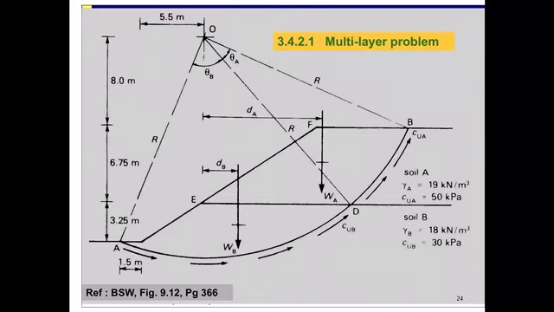So for this case, two layers, we have two sectors. The top sector will be BOD, the second sector is DOA, and theta A for the top layer is from sector BOD, and theta B is from sector DOA. And if the CU is different, we have CUA and CUB for layer B. Same goes for unit weight.